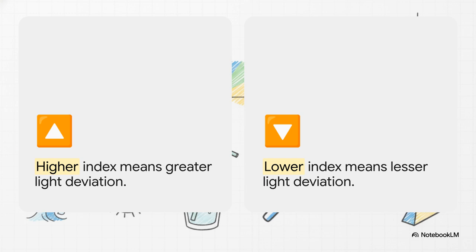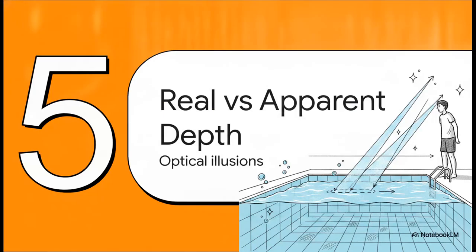So just by mixing different materials when they're manufacturing the glass, scientists and engineers can actually control exactly how much the light is bent. Section 5, real versus apparent depth. Let's talk about optical illusions in the water.